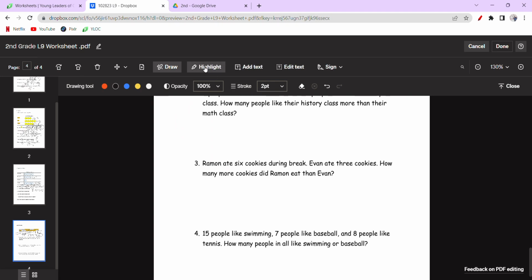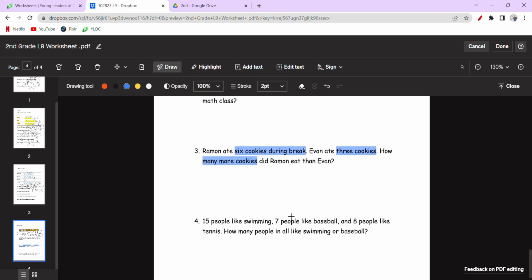Okay, let's try number 3 out. Raymond ate 6 cookies during break, and then Evan ate 3 cookies. How many more cookies did Raymond eat than Evan? Okay, so we're subtracting because they asked how many more, right? Raymond ate 6 cookies, and Evan ate 3. We would simply subtract Evan's from Raymond's, right? 6 minus 3 will equal 3. So 3 more cookies.